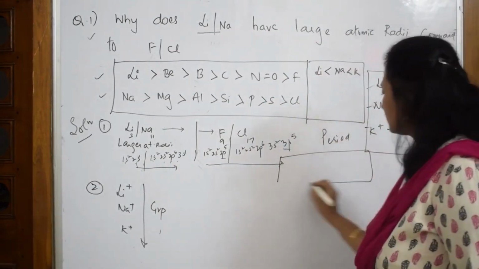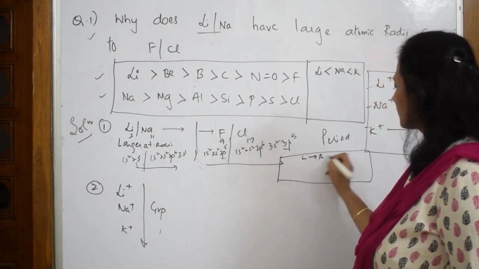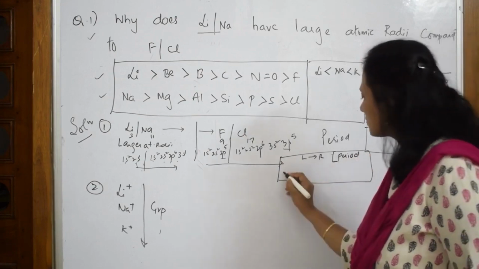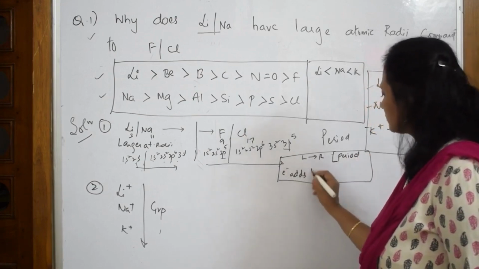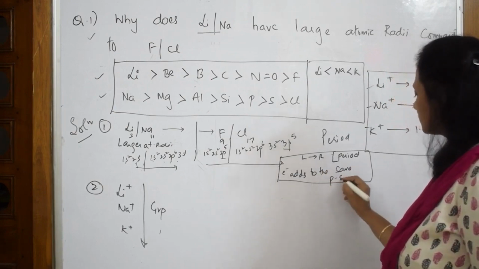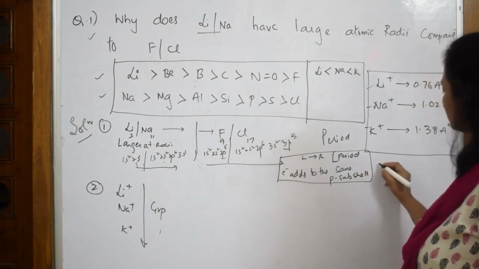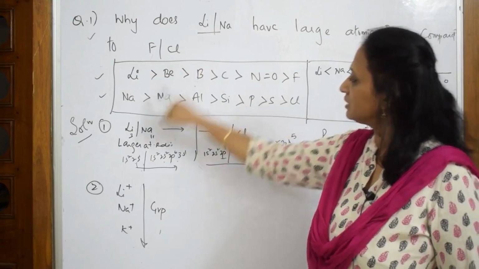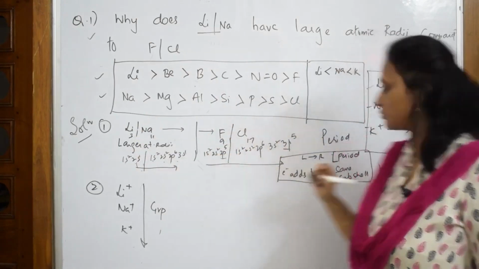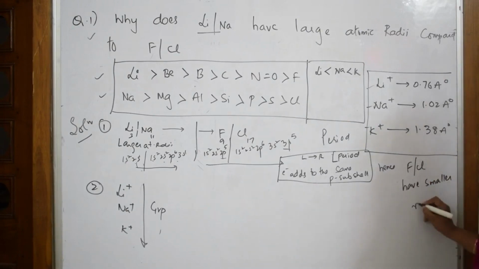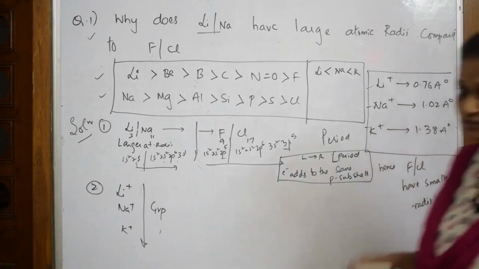So how to write the reason? From left to right, in a period. Left to right means it's nothing but a period. So write down: electron adds to the same p subshell. Hence, lithium and sodium have larger size, fluorine and chlorine have smaller size. Hence, fluorine and chlorine have smaller radii. This is over. That is the perfect answer to that particular question.